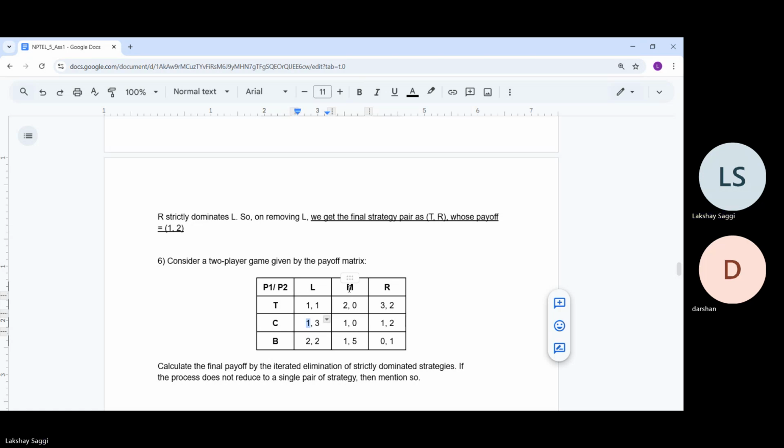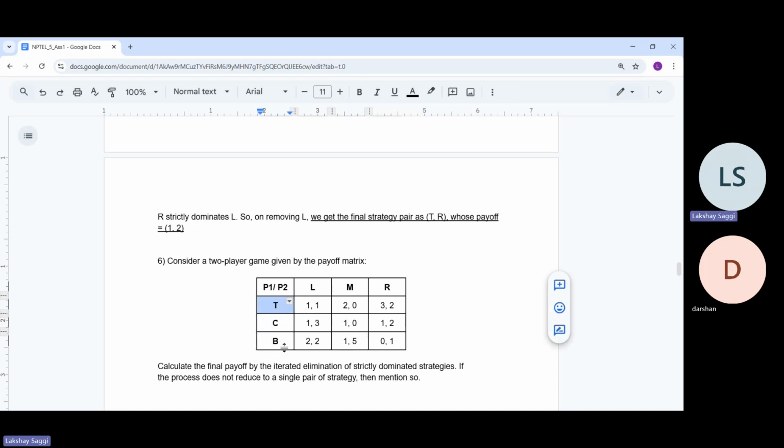But if the column player played M, then both of these strategies, P and C, give a payoff of 1. And that's why, again, there is no notion of strictly better. So we can say that again between C and B there is no strict dominance, because there is no strict inequality here. 1 is equal to 1. So between C and B also there is no notion of strict dominance.